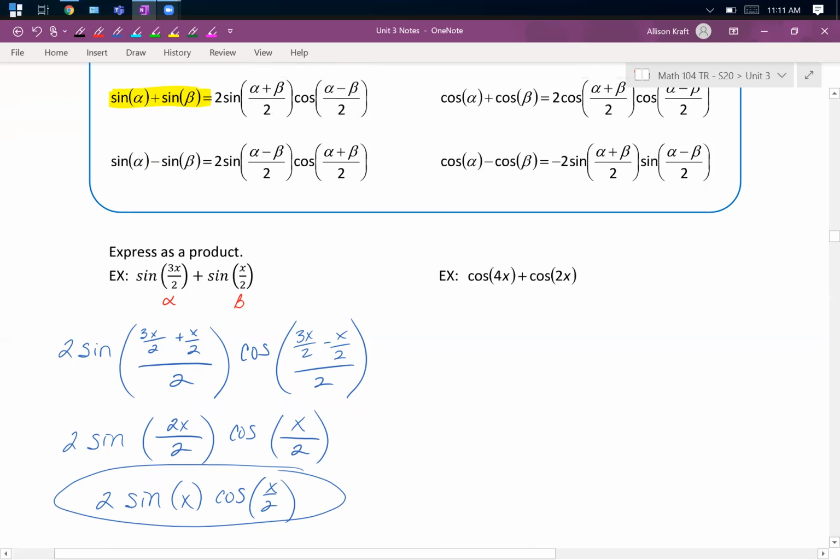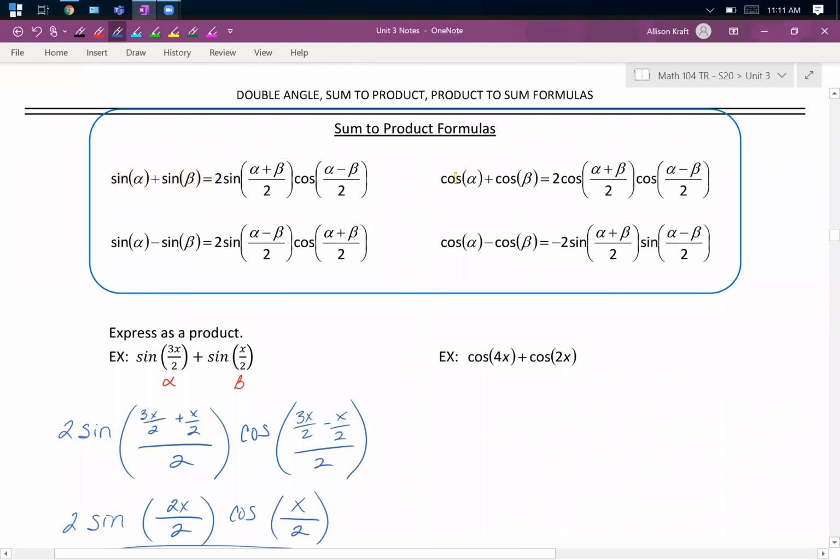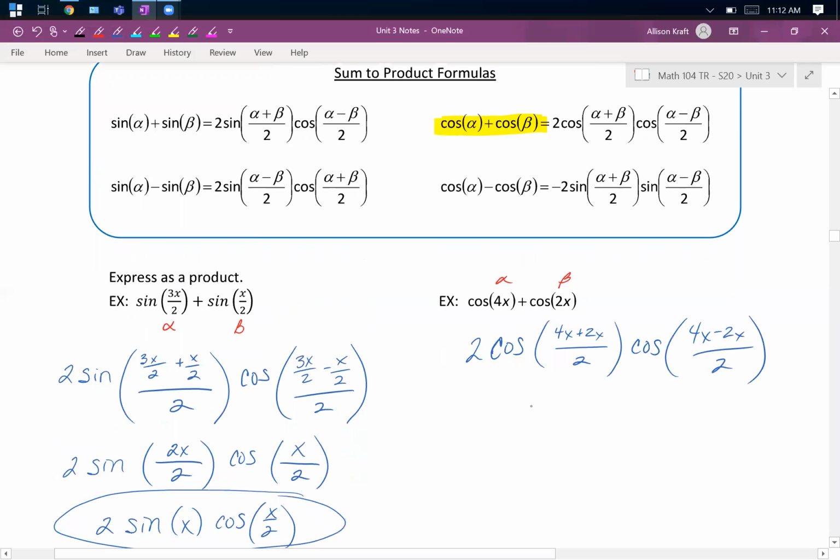In our next example, we're adding two cosines together. So we'll be using our top right formula, where 4x is our alpha and 2x is our beta. We get 2 cosine of (4x plus 2x)/2 times cosine of (4x minus 2x)/2. 4x plus 2x is 6x over 2. 4x minus 2x is 2x over 2. And we simplify our arguments one more time: 2 cosine of 3x cosine of x.